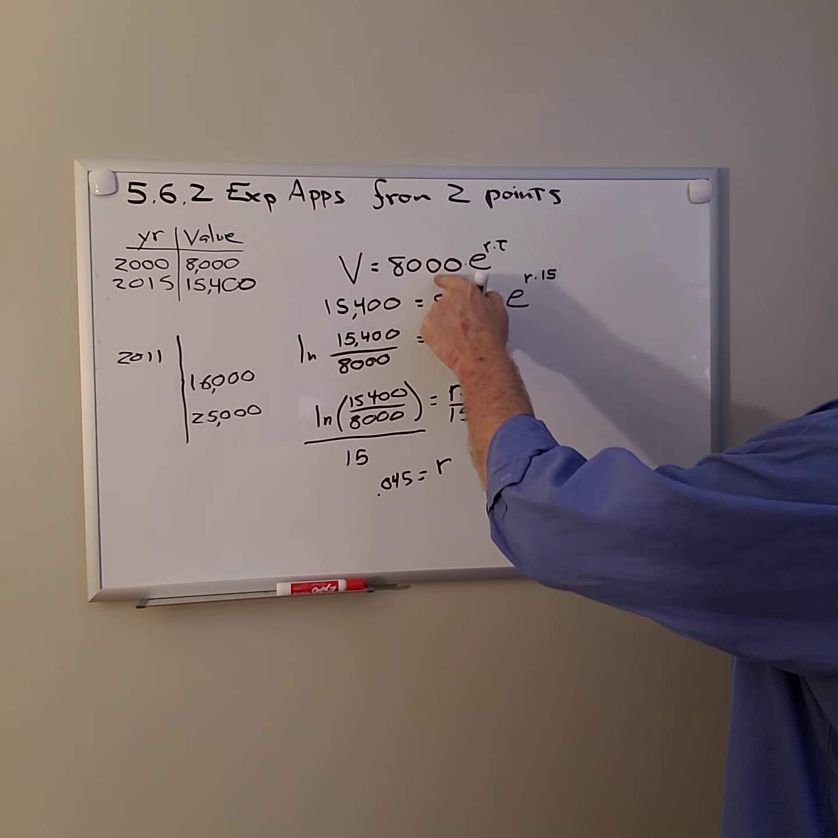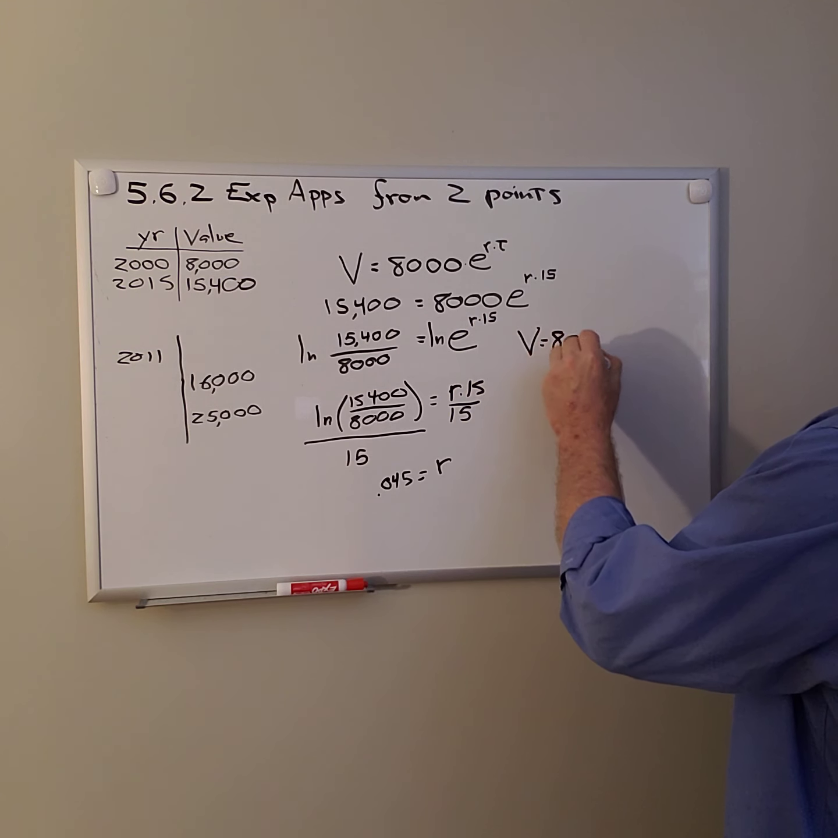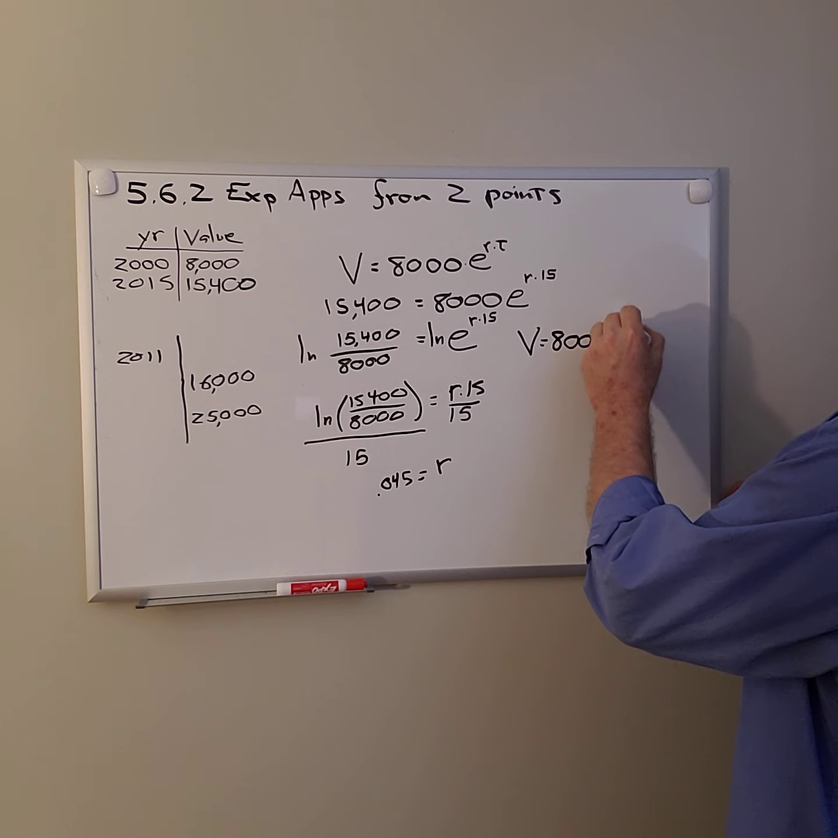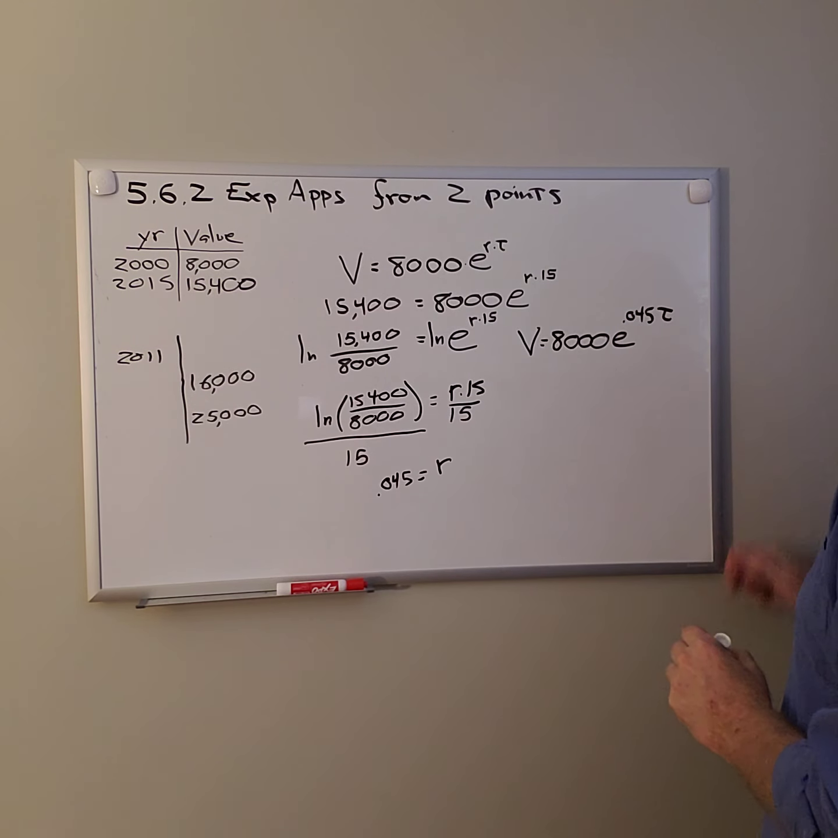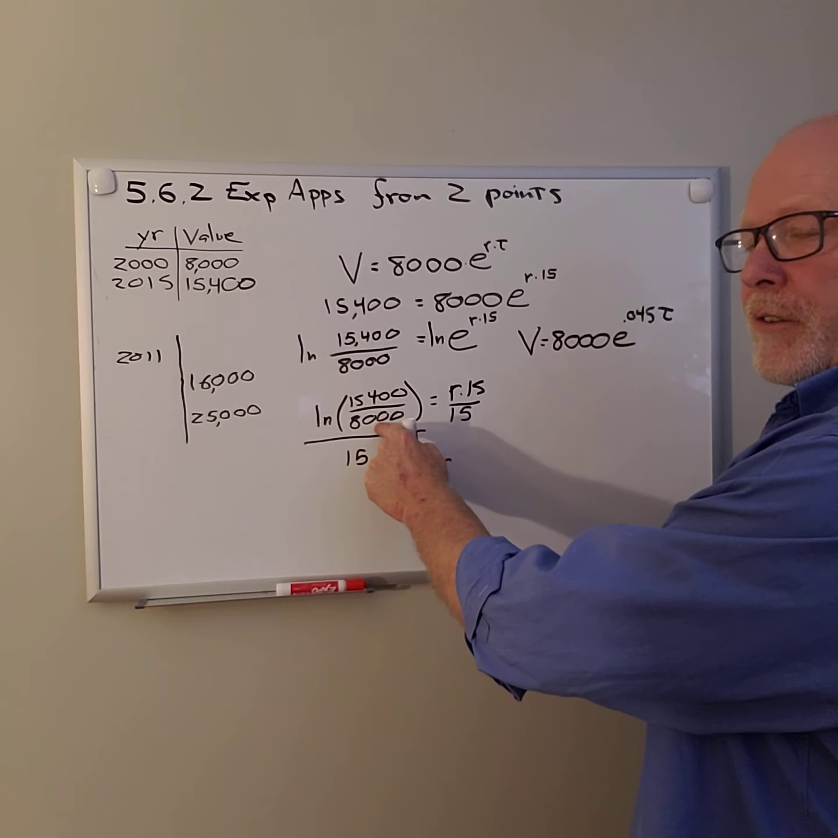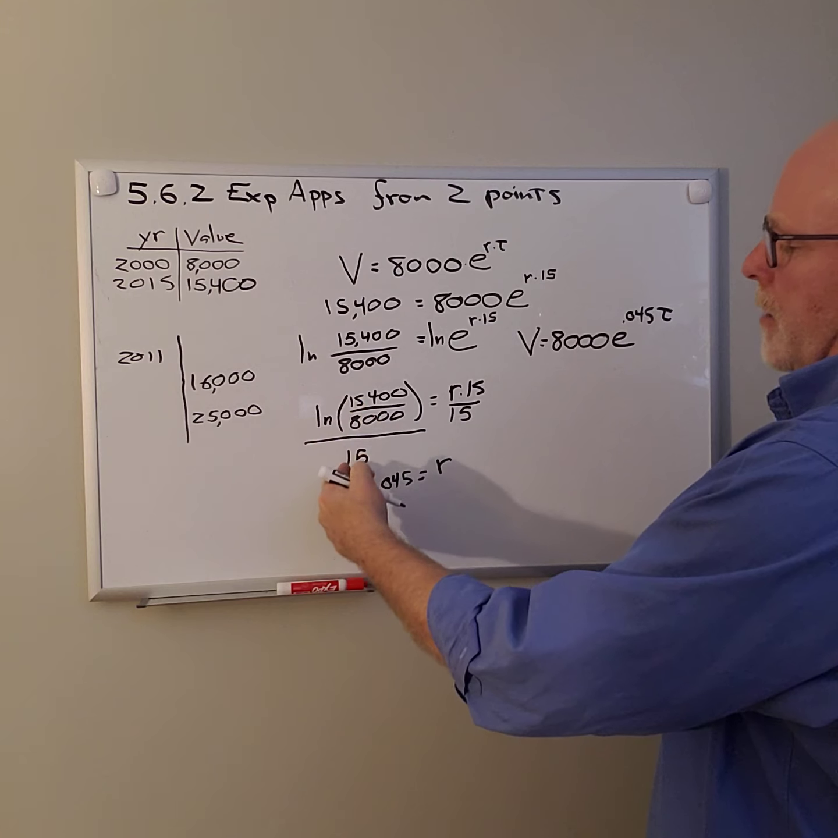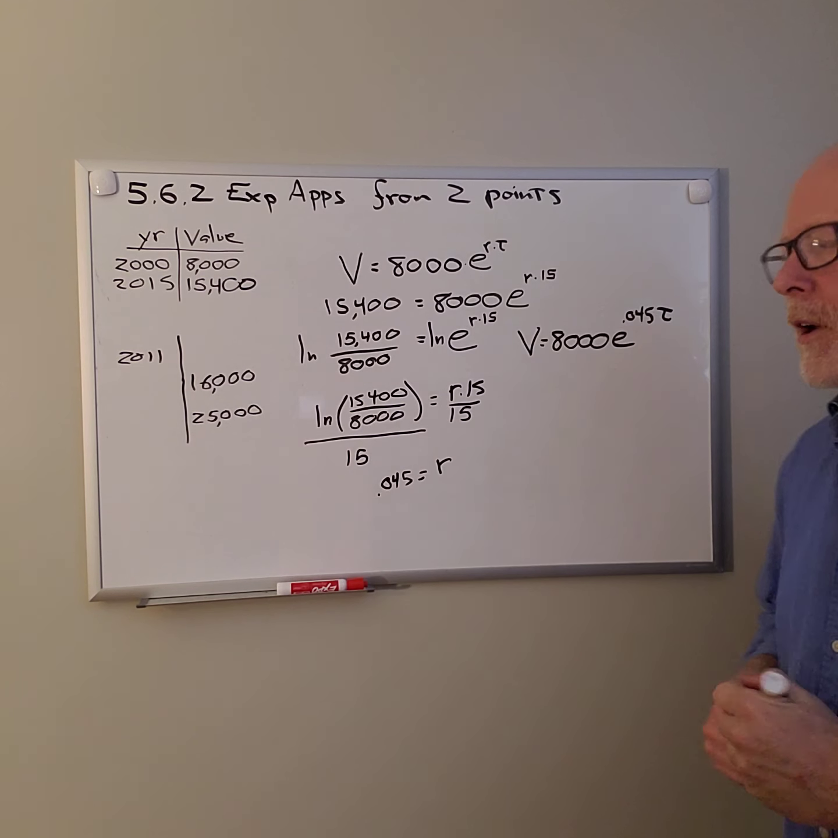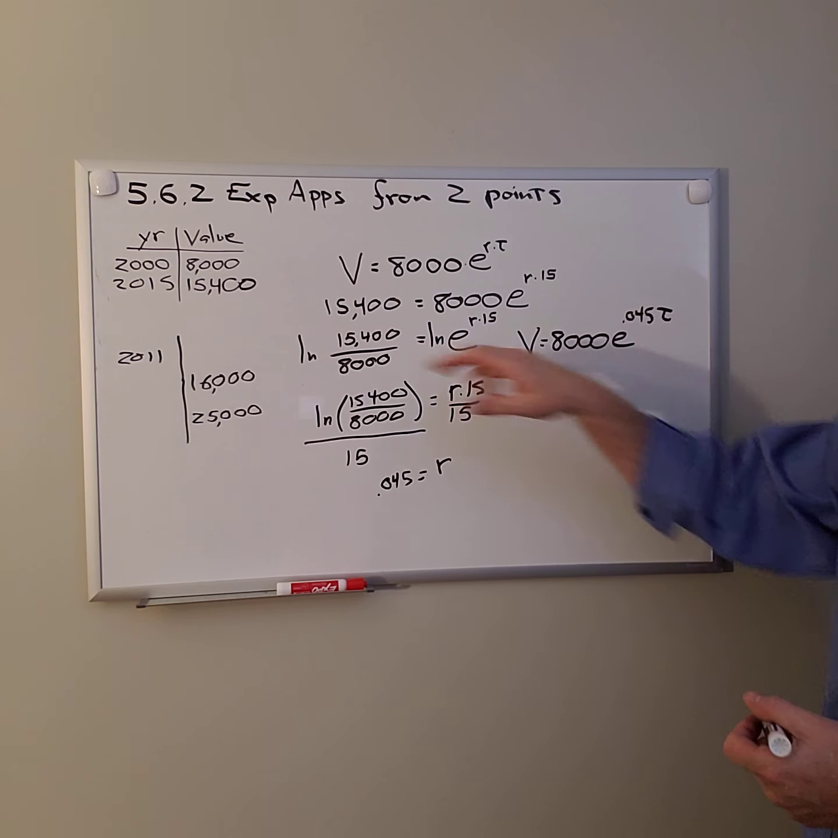We now know that the actual equation is 8,000 e to the 0.045 t. We found our rate. This is always going to be the same. Natural log of the new value over the old value, so this divided by that, and then the natural log of that divided by how many years. So if you want to keep that as a shortcut, it's a good one. We can use this equation to do all the rest of this.